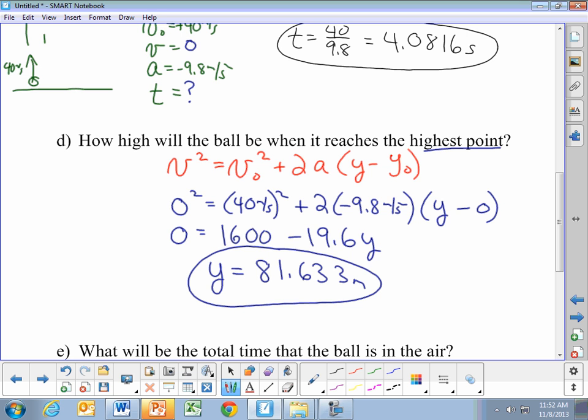Again, a few things to check. In the first part, when we found the height at 3 seconds, it was less than this, so that does make sense. If this is the highest point, at any other time it should be at a height smaller than this. Again, you could go through and solve it with the time that we found in part C, the same way we did part A, and you should get the exact same answer.